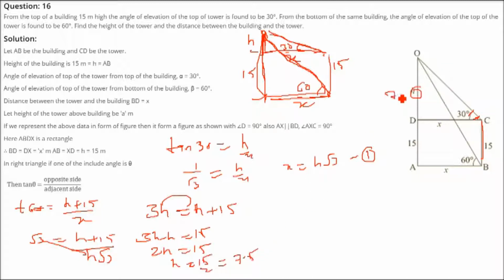So this is 7.5. Now add it to 15 so that you get the height of the tower. 15 plus 7.5 is going to be 22.5. So the height of the tower is 22.5.